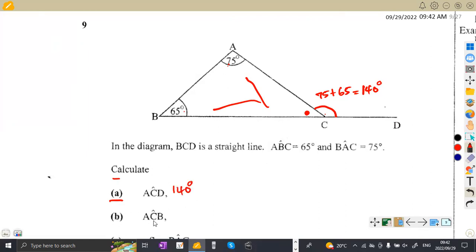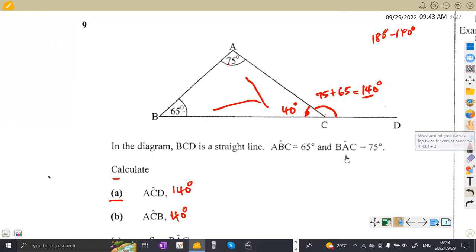Then ACB. ACB, we are referring to this angle now. Since we said this is 140, and we remember this is a straight line, we're just going to subtract 180 minus 140, which is 40 degrees. So that's what you're simply having in this case, which is going to give us 40 degrees. So we've got 40 degrees here.